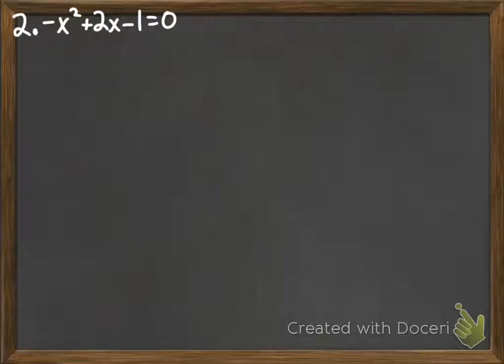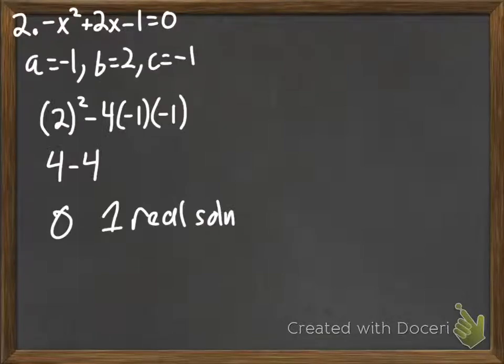Alright, here's one more example for you to try. So go ahead, pause the video, and try this with your group. And here's the solution to that example. You saw that we got 0. And remember, 0 does not mean 0 real solutions. 0 means there's 1 real solution. So remember that. 0 means 1 real solution.